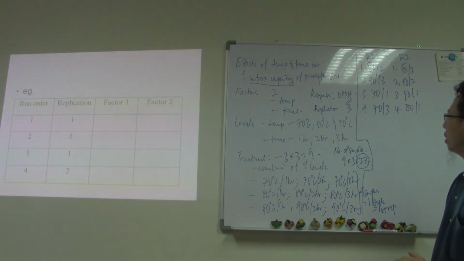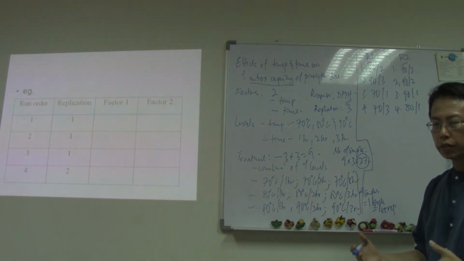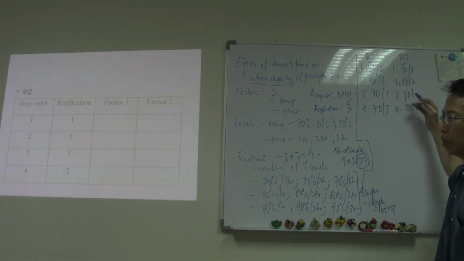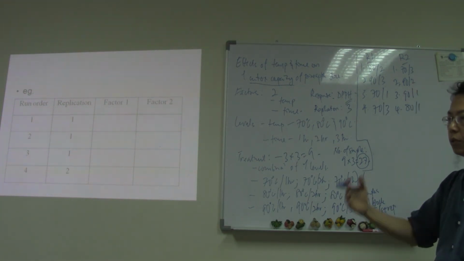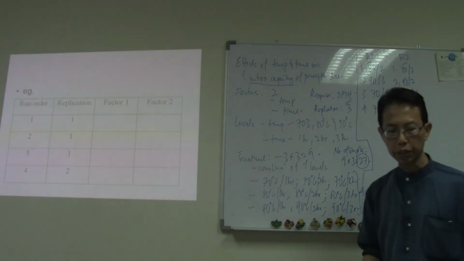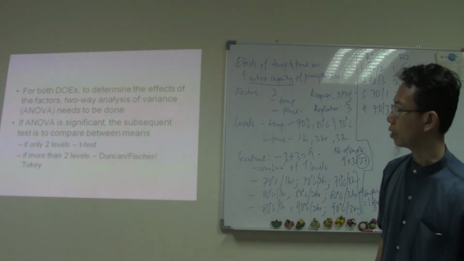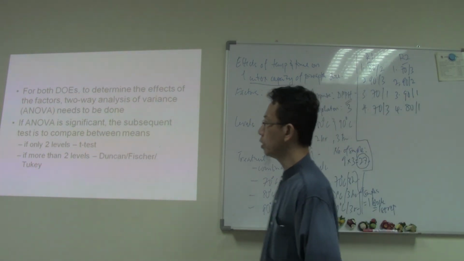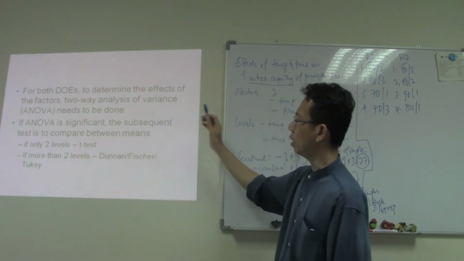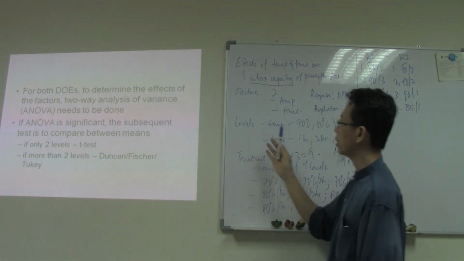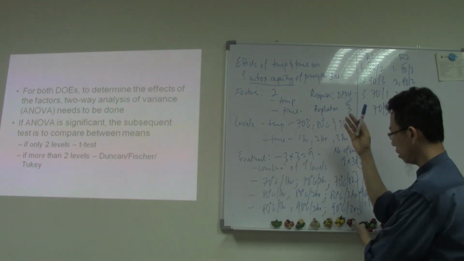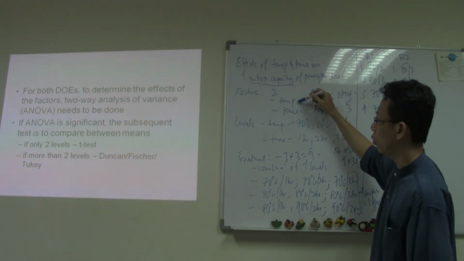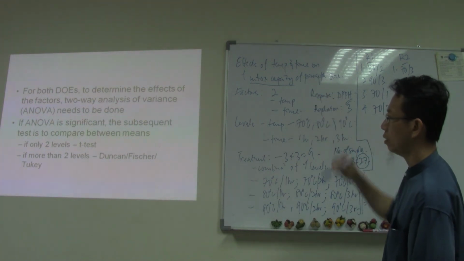And then after a week, when you have finished everything, you want to do the second replication, then you will follow this run order. And similarly for the third replication. So for both designs of experiments, remember the objective for us is to determine the effect of the factors. We want to determine the temperature, and also we want to determine the time.